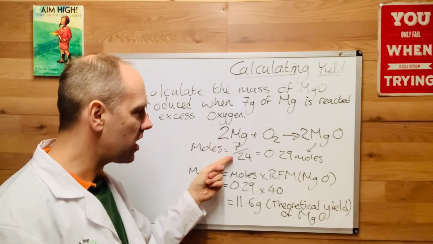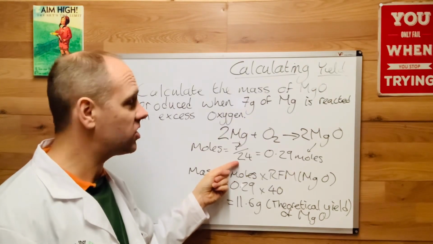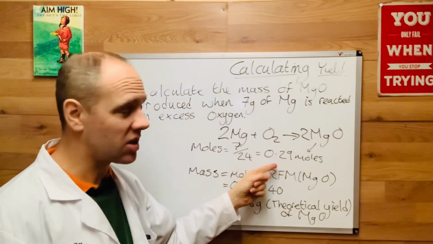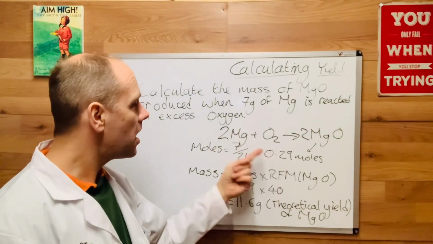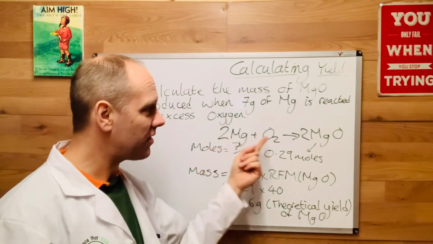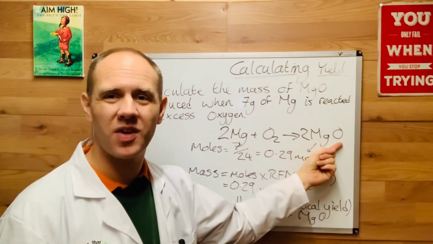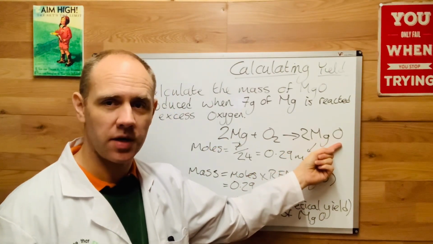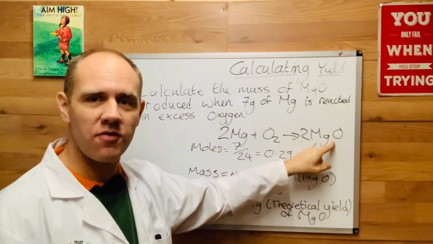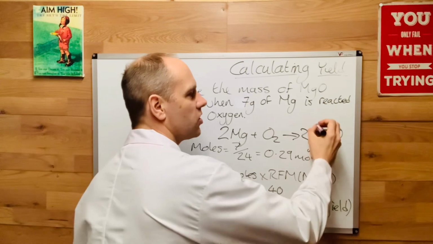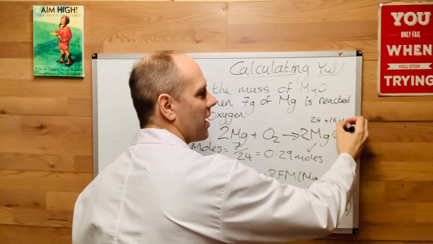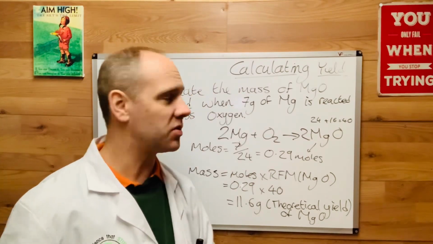7 grams divided by 24, because it's got a relative atomic mass of 24. In this case, it comes out to be 0.29. Because it's a 2 to 2 ratio, the number of moles of this I have is going to be the same as the number of moles of that, the magnesium oxide. I then need to calculate the relative formula mass of magnesium oxide. This is 24, this is 16, and the 2 make 40. That's 40 grams per mole.